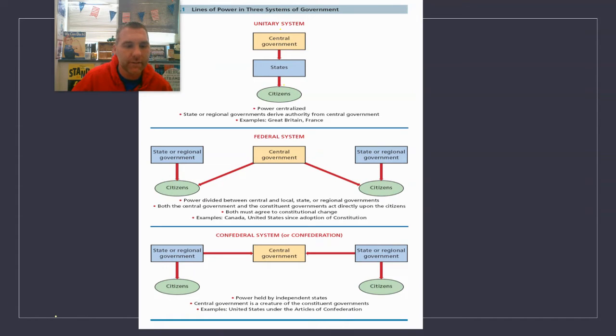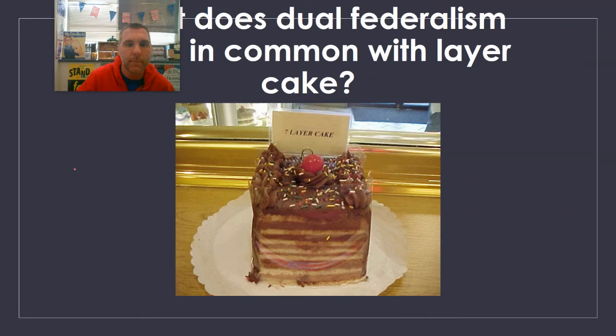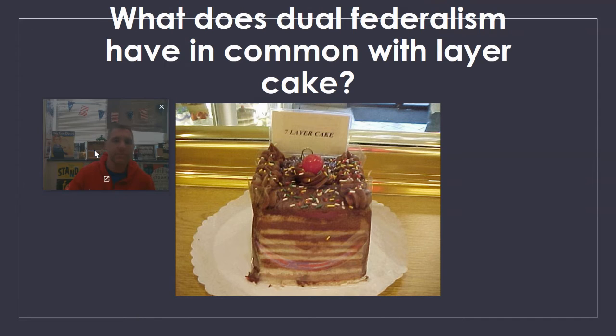So unitary, it's all top down, and you can see that. You can see federal system is going to be a balance, and the confederal is going to basically make the states even with each other, and really there is no central government over the states, okay? All right, so I want to show you a quick picture.